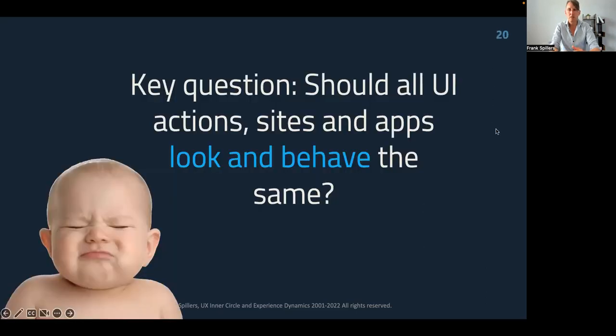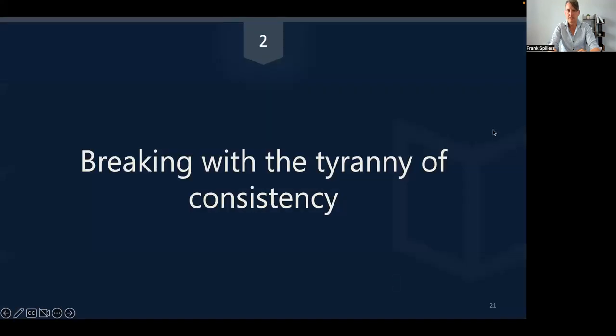And the question really that we're asking today is, should all UI actions like buttons, links, password reset patterns, should they look and behave the same to help the user, right? To keep it consistent. I've just argued for consistency, but now I'm sort of opening the crack a little bit in the Picasso sense. And so that's the key. That's the philosophical question. So let's segue then to the second part, which is breaking with the tyranny of consistency.